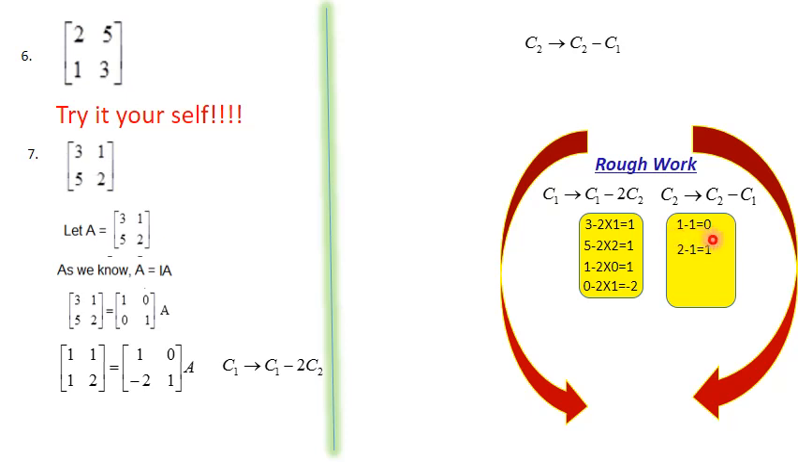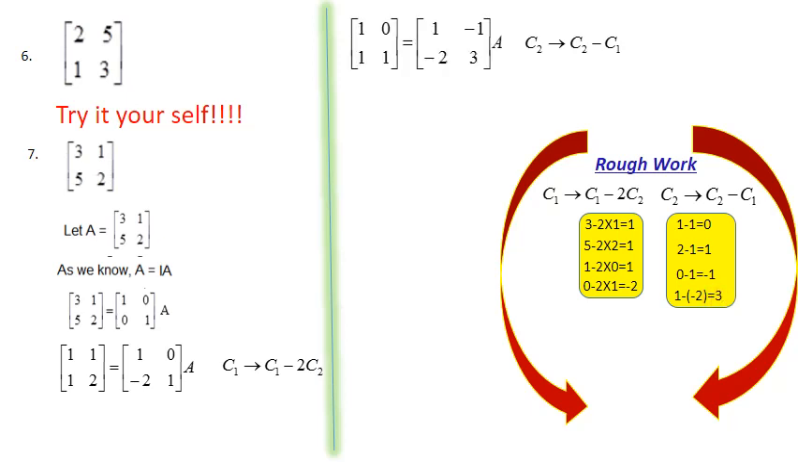So 1 minus 1 is 0. Next is 2 minus 1, C2 minus C1, 2 minus 1, that is also 1. Next here we have to use 0 minus 1, C2 minus C1, 0 minus 1 is minus 1. Next is C2, that is 1 minus minus 2, which is 3.